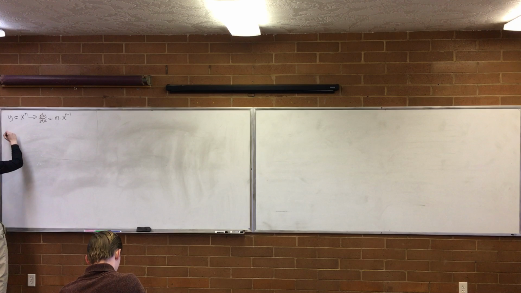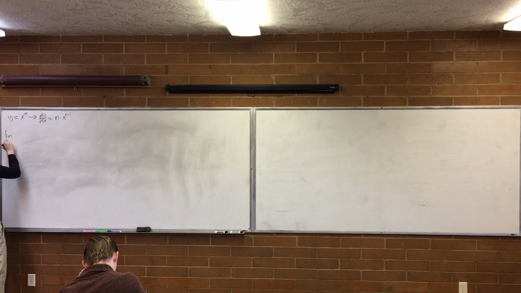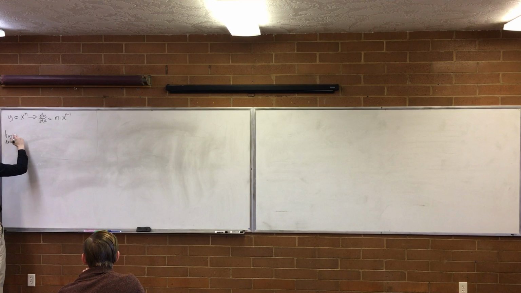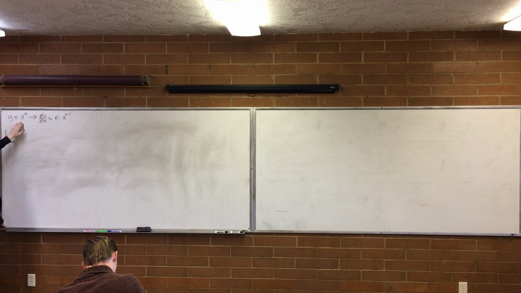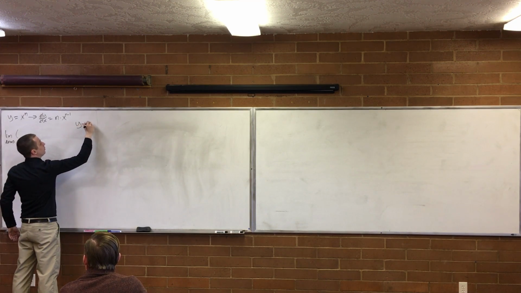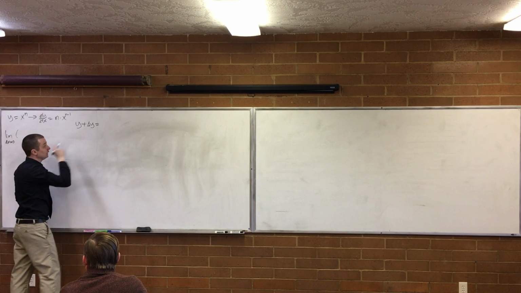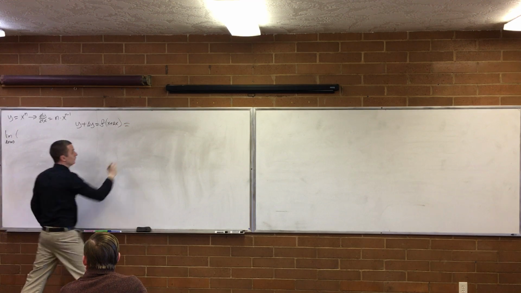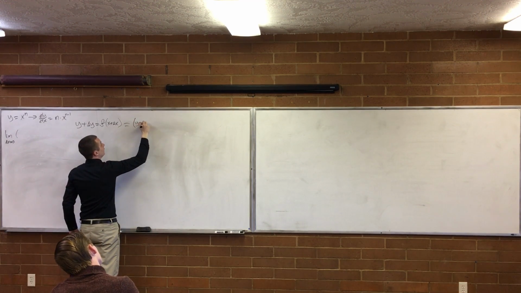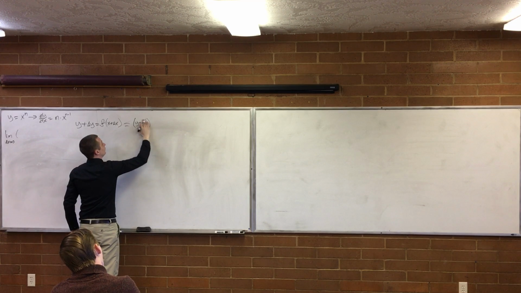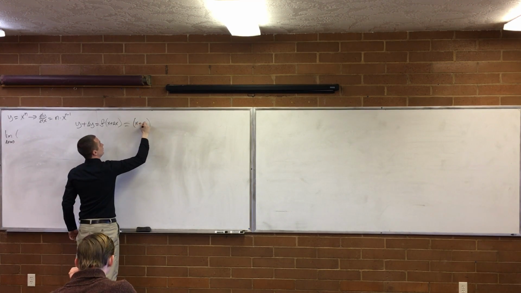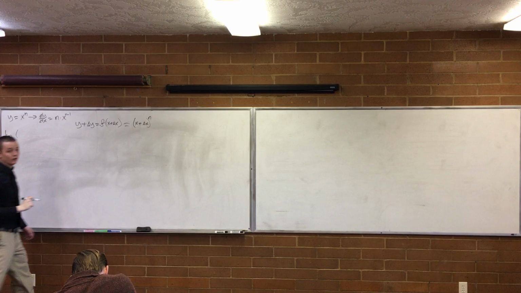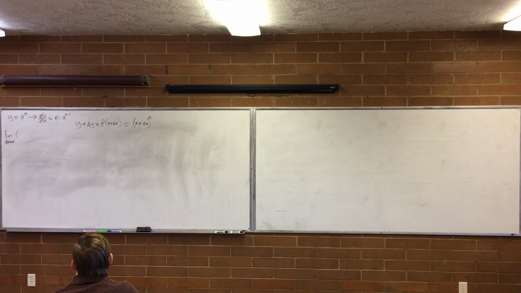Okay, so let's write this out. We're looking for the limit as delta x goes to 0 of, remember what y plus delta y equals. y plus delta y is equal to f of x plus delta x, which in this context is equal to x plus delta x to the n. You follow that logic? Yeah.